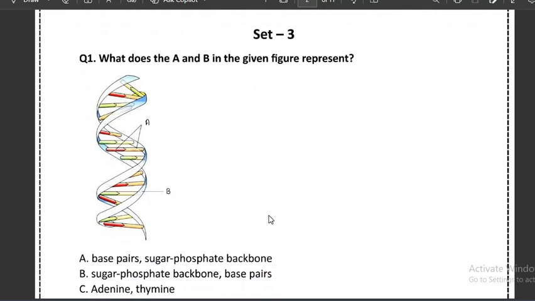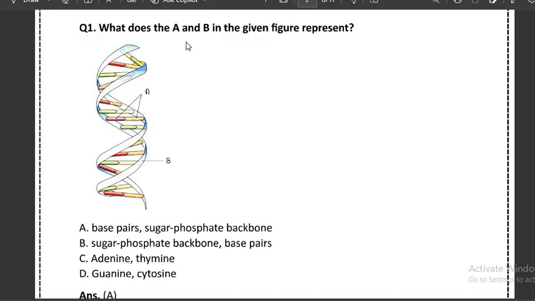Next question, what do A and B in the given figure represent? Option A, base pair, sugar phosphate backbone. Sugar phosphate backbone, base pair. Adenine, thymine. Guanine, cytosine. So the correct option is option A, base pair, sugar phosphate backbone.